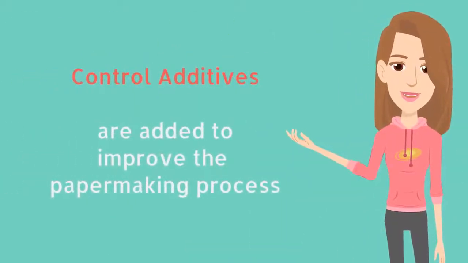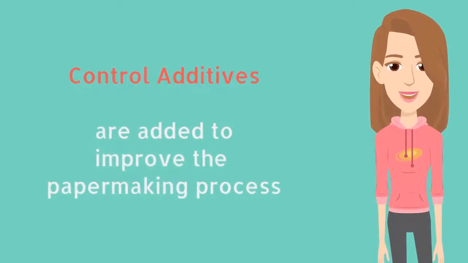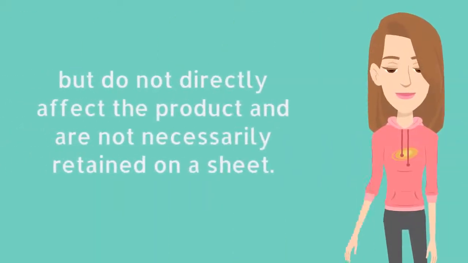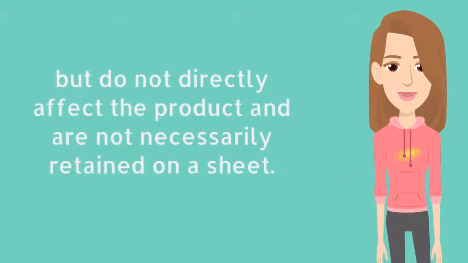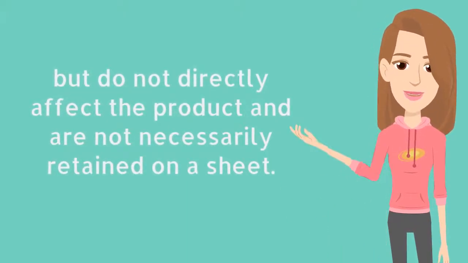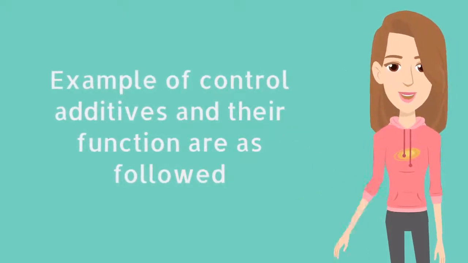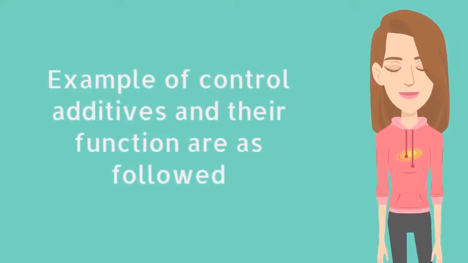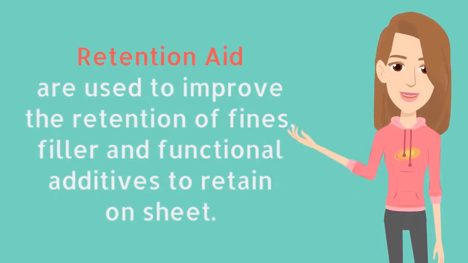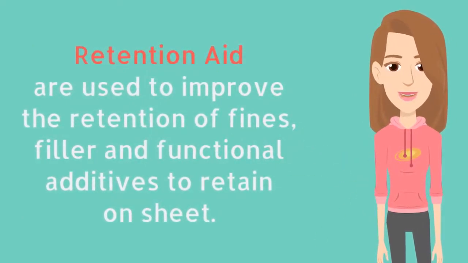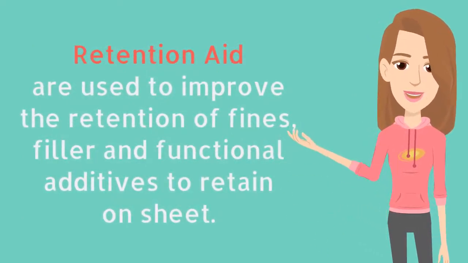Control additives are added to improve the papermaking process, but do not directly affect the product and are not necessarily retained on the sheet. Examples of control additives and their functions are as follows. Retention aids are used to improve the retention of fines, filler and functional additives on the sheet.